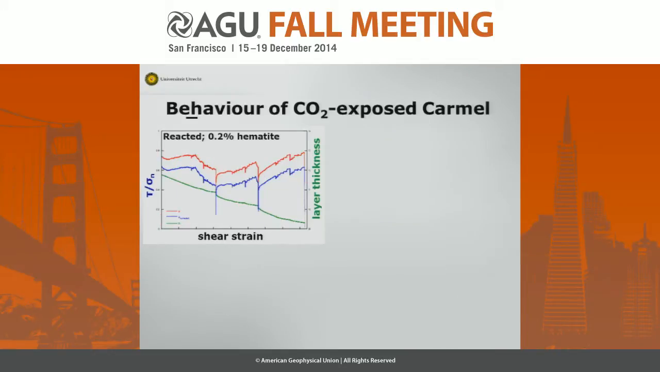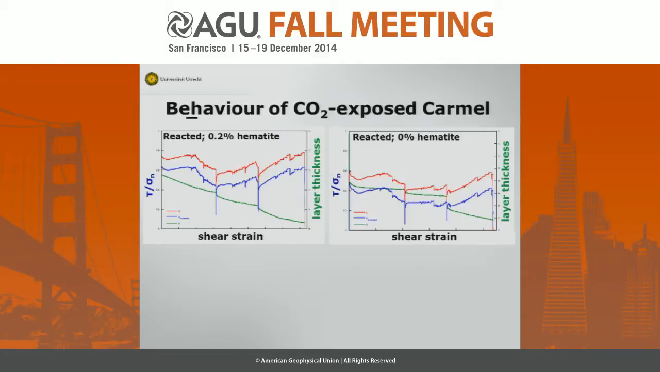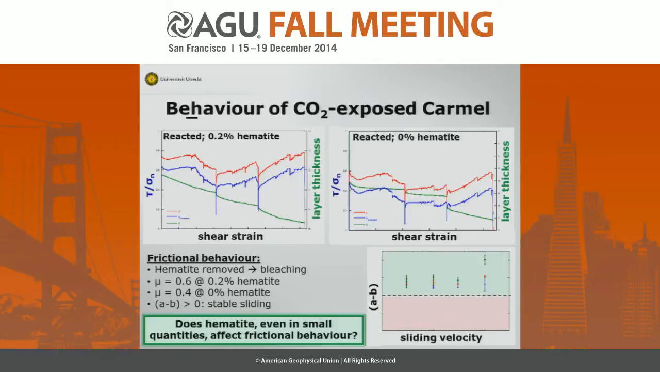And the interesting part comes when we go to the reacted material. This material is reacted but still has about 0.2% of hematite. You can see still a friction coefficient of about 0.6. But when you remove all the hematite, it all of a sudden drops to 0.4, which was something that surprised us a little bit. Such a small difference in chemical composition, giving quite a significant effect on the friction coefficient. So the question is there, does hematite, even in small quantities, affect the frictional behavior of faults? So that's something that we're going to still look at in the future.